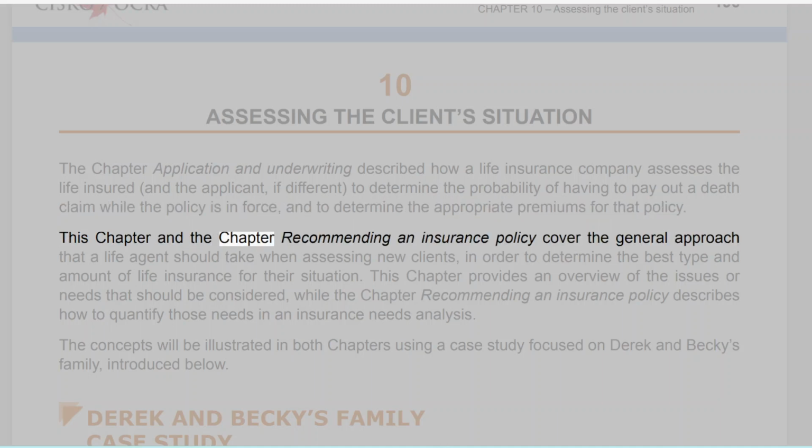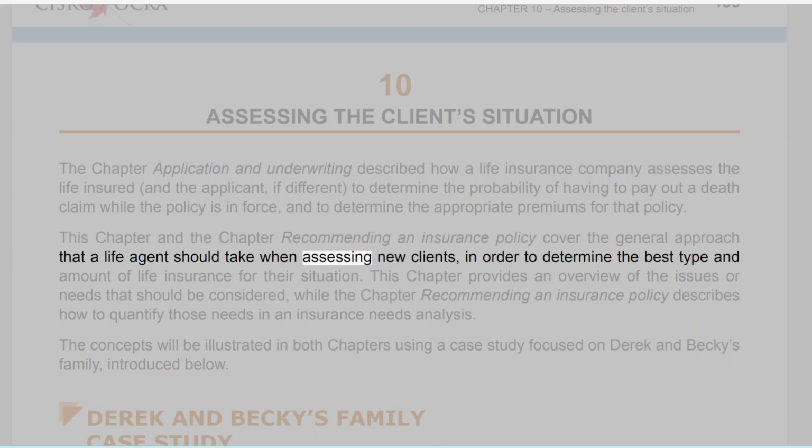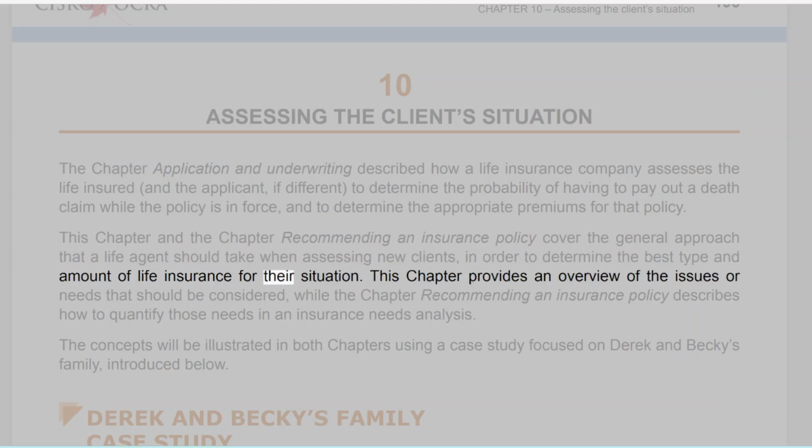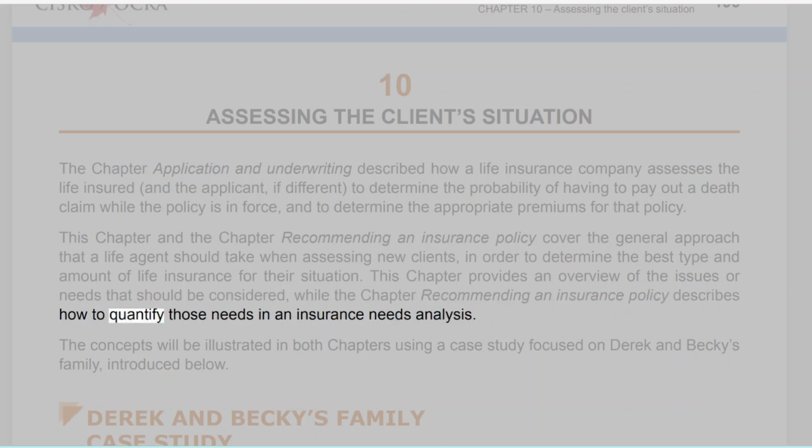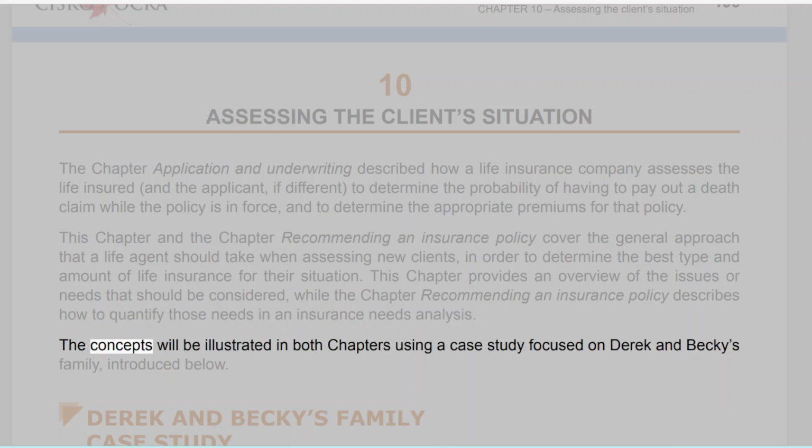This chapter and the chapter recommending an insurance policy cover the general approach that a life agent should take when assessing new clients, in order to determine the best type and amount of life insurance for their situation. This chapter provides an overview of the issues or needs that should be considered, while the chapter recommending an insurance policy describes how to quantify those needs in an insurance needs analysis. The concepts will be illustrated in both chapters using a case study focused on Derek and Becky's family, introduced below.